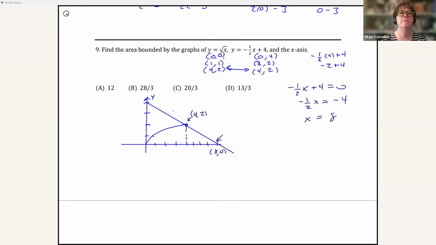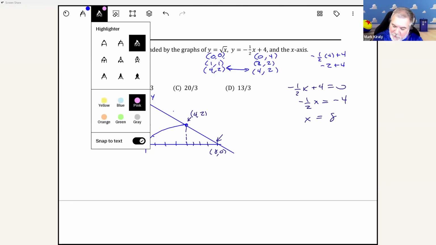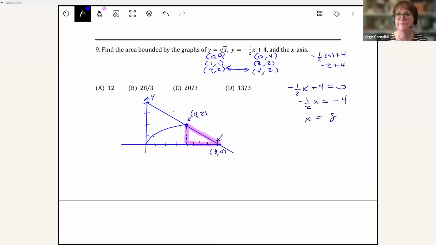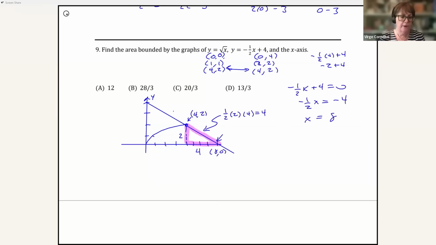And I will admit, the first time I did this, I was like, man, Virge made me do 2 integrals in one problem. That's crazy. And then the second time I did, I was like, oh, wait, that's a triangle. So I am going to do that part of the area bounded by these things by using the fact that that is a triangle of height 2 and width 4, and everything's positive. So that's 4.